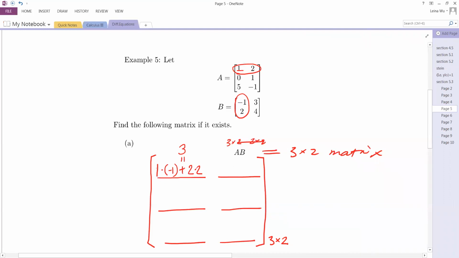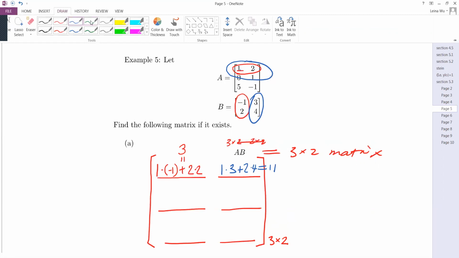It's in first row, second column. So this time we do first row, second column. Okay. Again, you do pairwise multiplication. So 1 times 3 plus 2 times 4, which gets you 11, right?